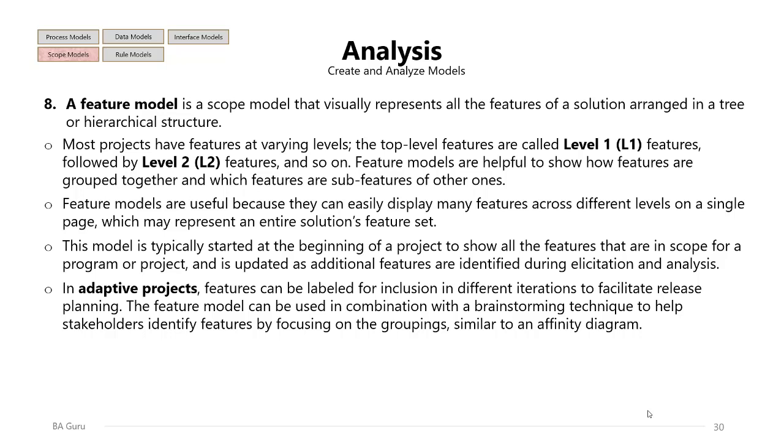The feature model can be used in combination with a brainstorming technique to help the stakeholders identify features by focusing on the grouping, similar to an affinity diagram. Affinity diagram is based on grouping each group of features based on similarities.